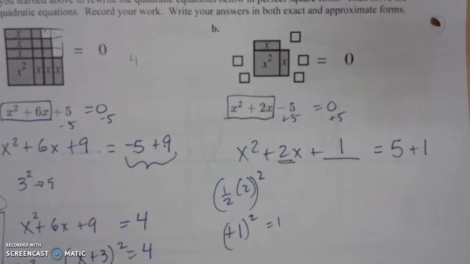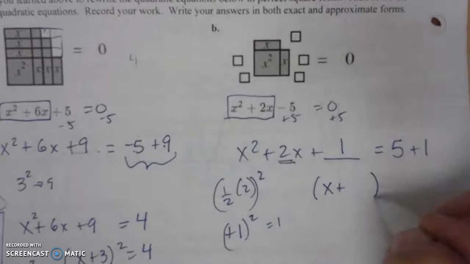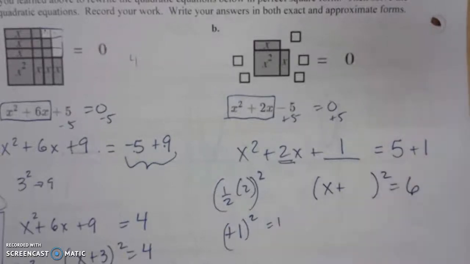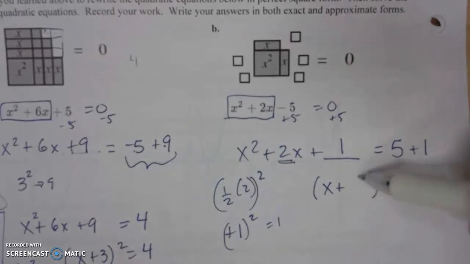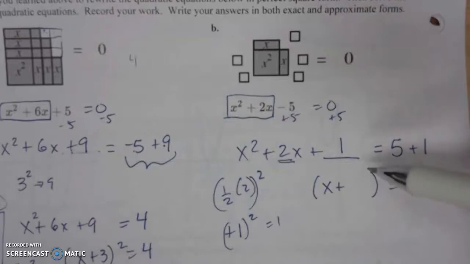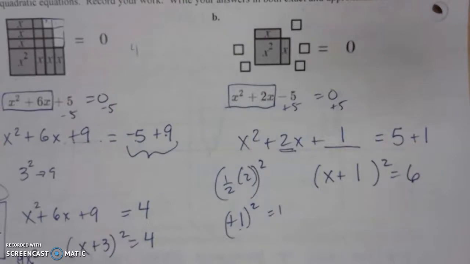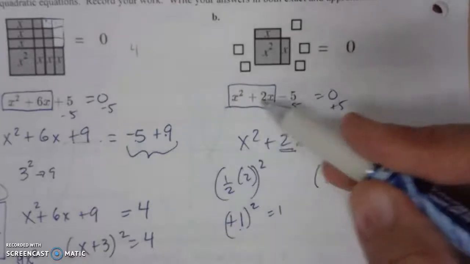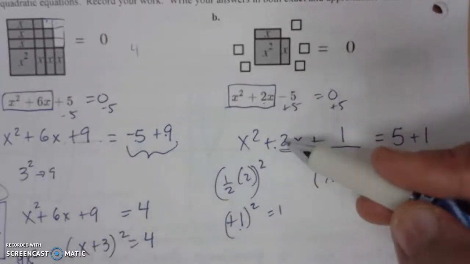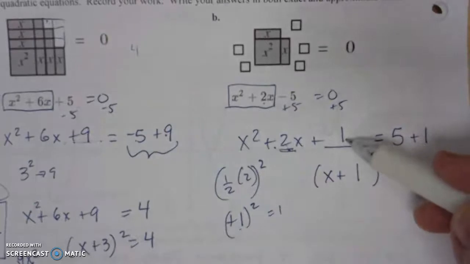Okay. So let's see. We're going to get x plus something squared equals 6. And then what goes in that space right there? What goes in this space is that half of b. What was the number that was half of it? It was 1. x plus 1 squared equals 6. It's always going to be these first two terms that set you up. Then half of this term squared goes here.